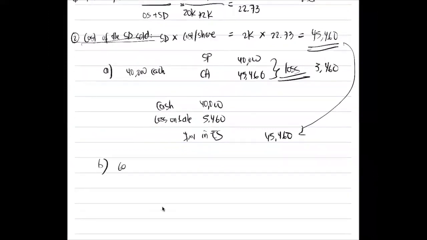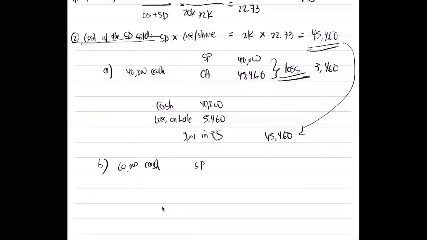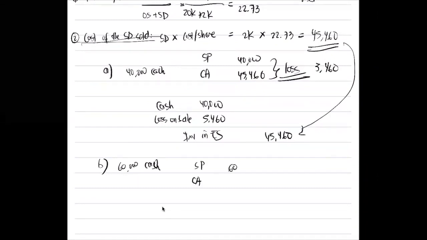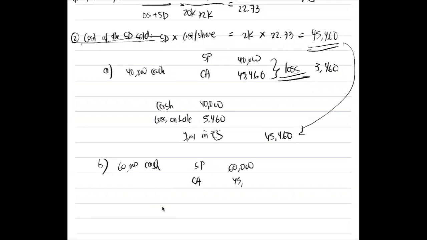For assumption letter B, we are to receive 60,000 cash. We compare again your selling price to the carrying amount. So the selling price is 60,000, the carrying amount is 45,460. So we have here 14,540 as a gain. So how do we record that?